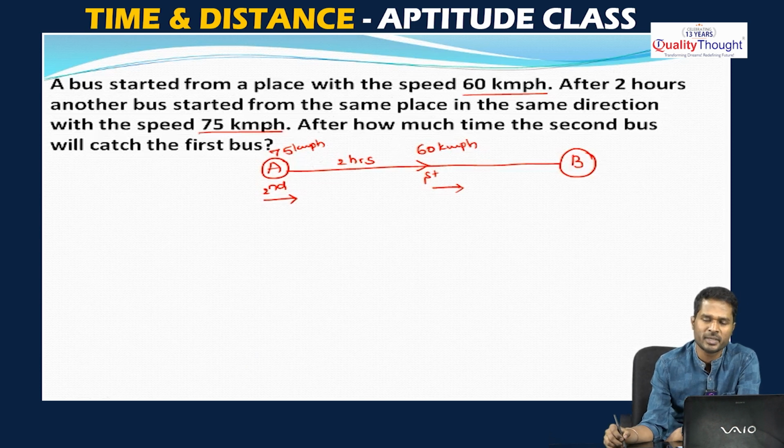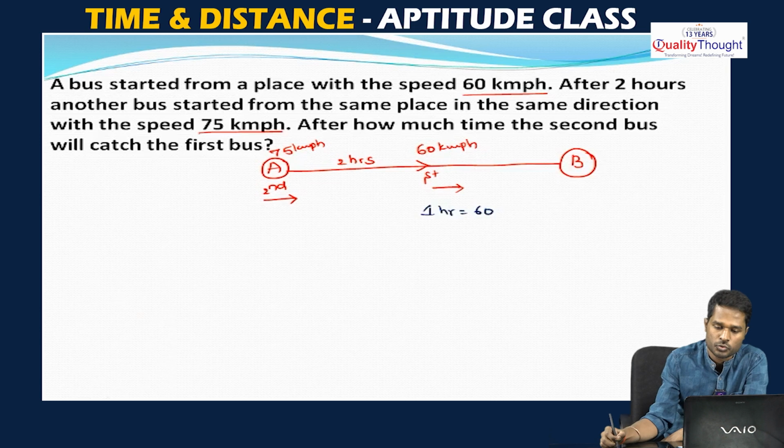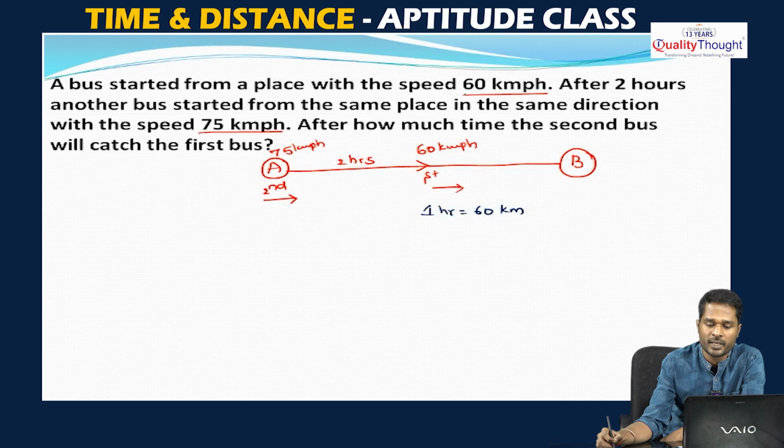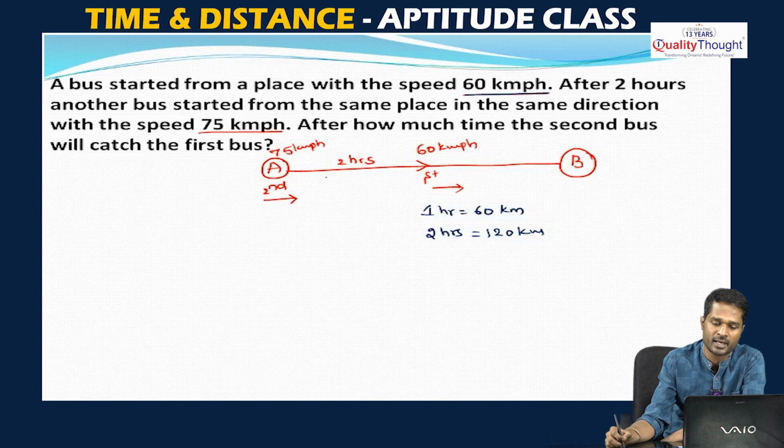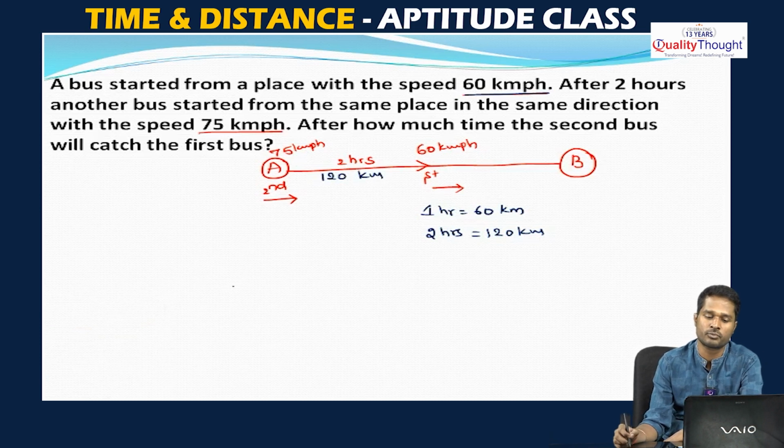Now see, he didn't say anything about the distance when the second bus started. See, the first bus is traveling with a speed of 60 kilometers per hour. So the first bus will go 60 kilometers in 1 hour. Speed 60 kilometers per hour means in 1 hour it will go a distance of 60 kilometers. It traveled for 2 hours, so 1 hour is 60 kilometers, 2 hours is 120 kilometers. That means when the second bus started in the same direction, the distance between the first bus and the second bus was 120 kilometers.